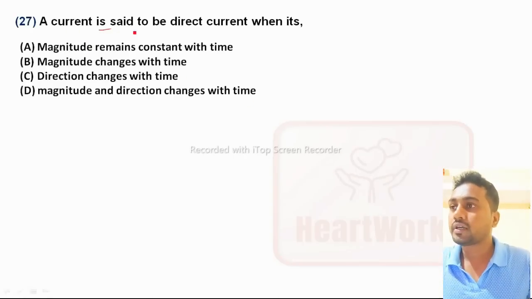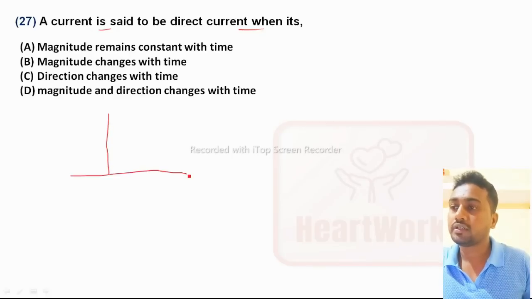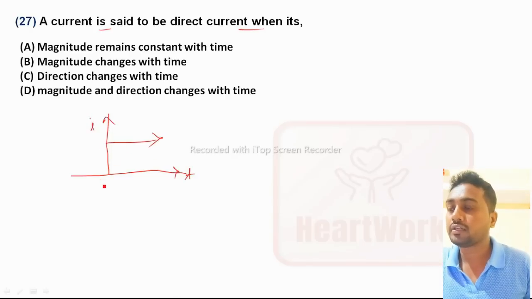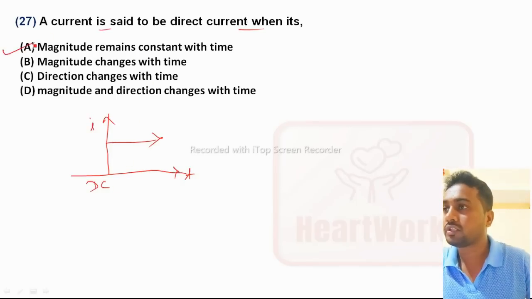Next, a current is said to be direct current when... direct current means DC current. In DC current, the magnitude remains constant with time. The magnitude of DC current is always constant with time.